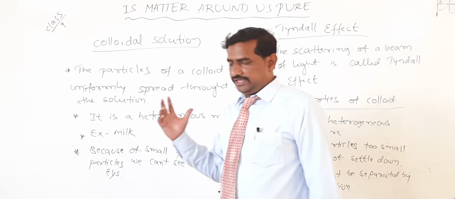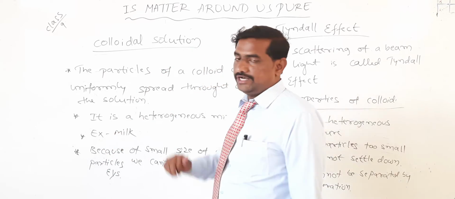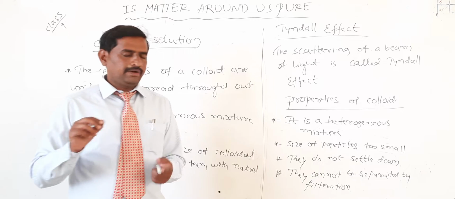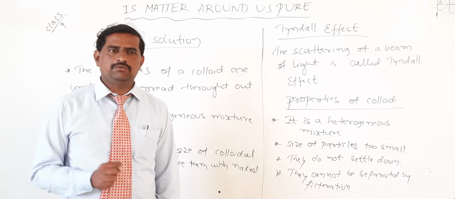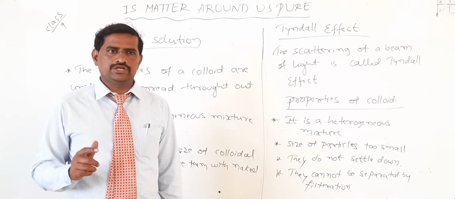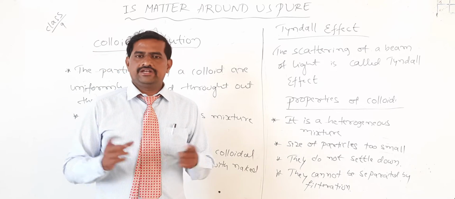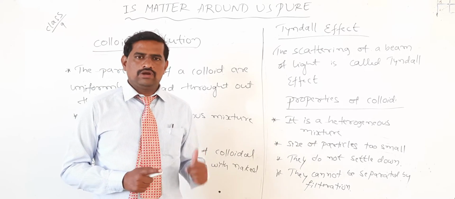The example for the colloidal solution is milk. Milk is a colloidal solution. The particles are very minute. We can't see them with our naked eyes. Milk is a solution. Which type of solution is it? A colloidal one, and scattering of light easily takes place through the colloidal particles.